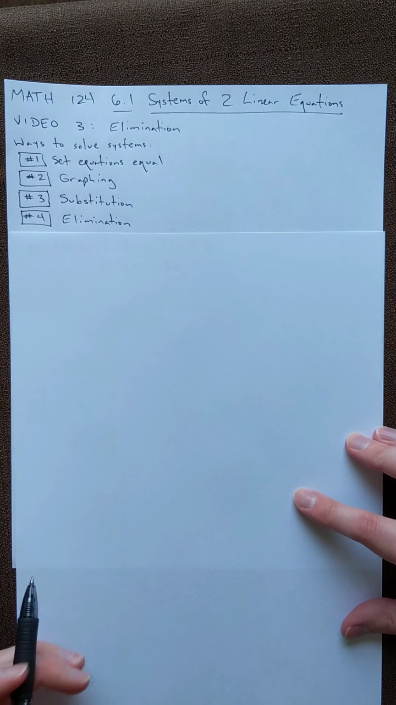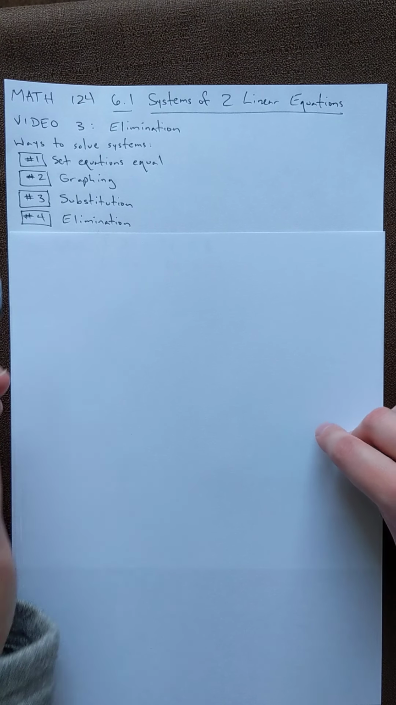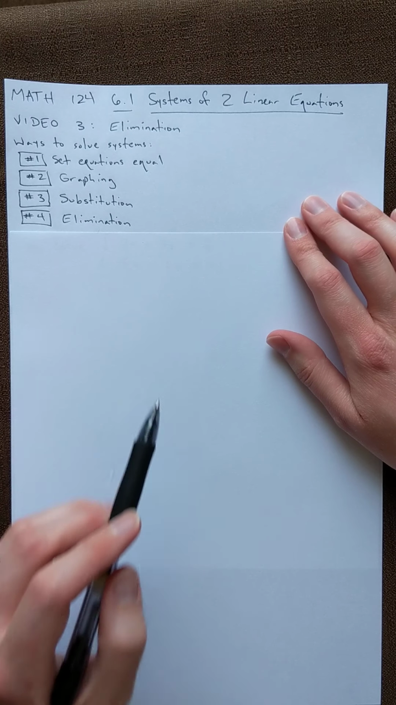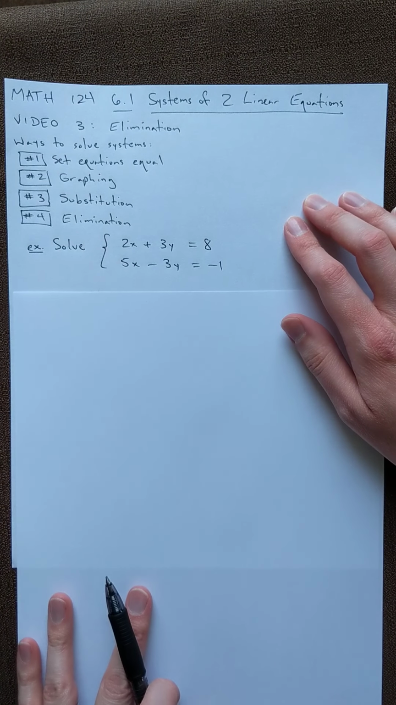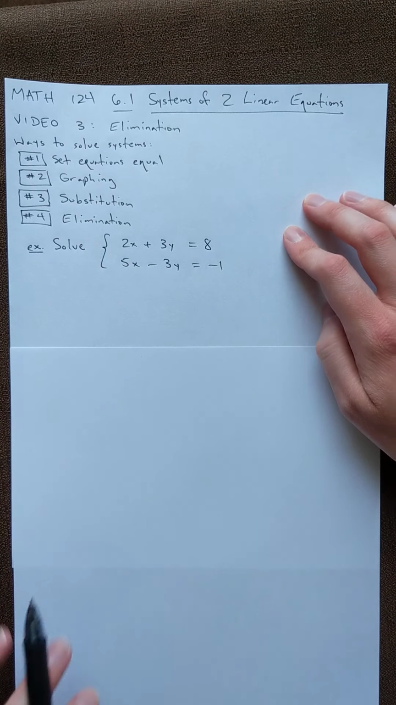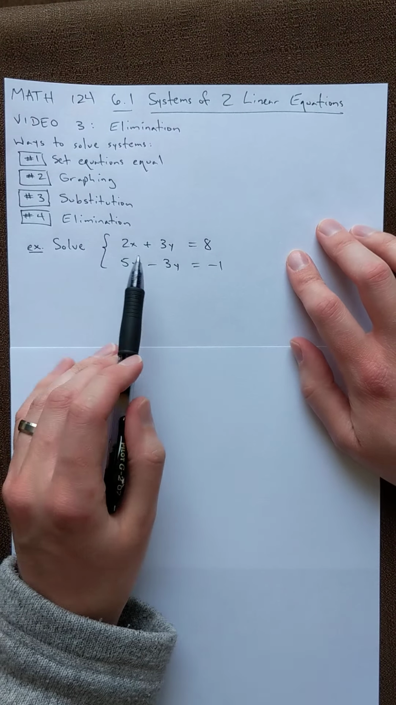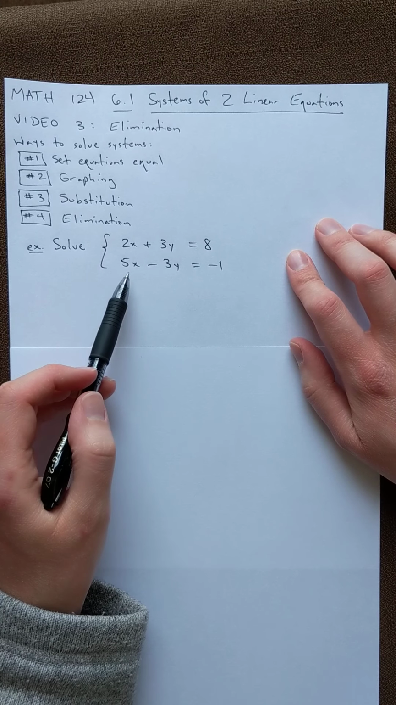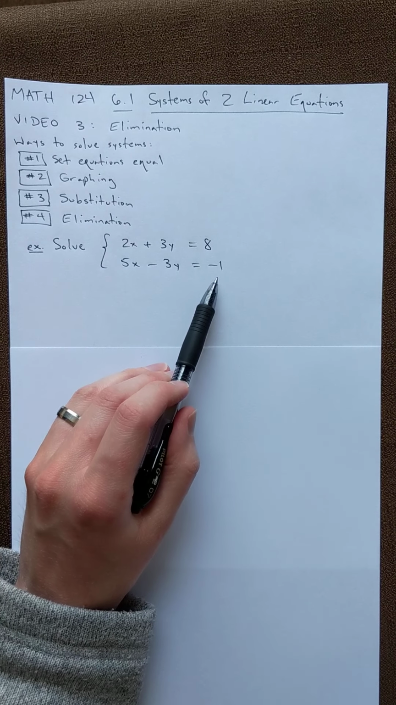Okay, in this video we're going to talk about our last way to solve a system of equations, which is using elimination. Let's just start with an example and see if we can figure it out from there. So I'm going to start with this equation, 2x plus 3y equals 8, and 5x minus 3y equals negative 1.